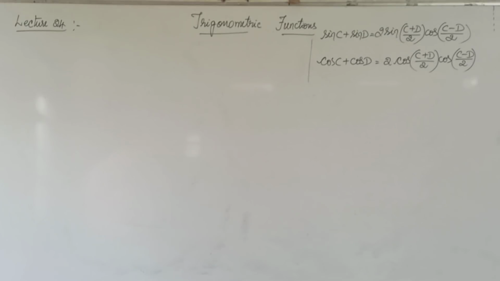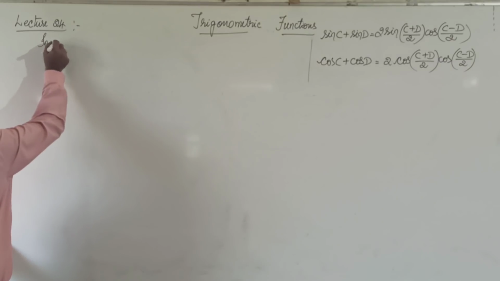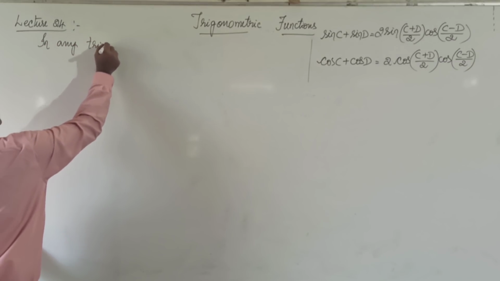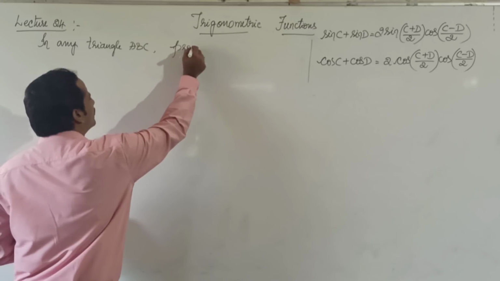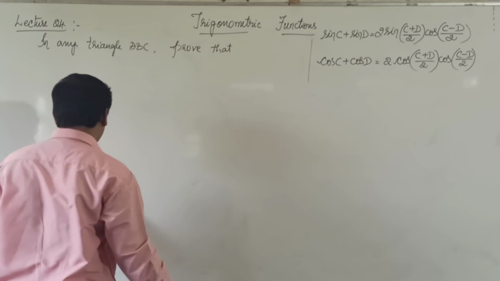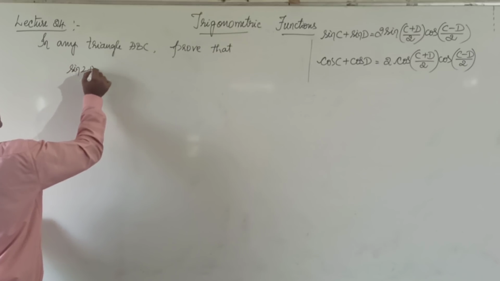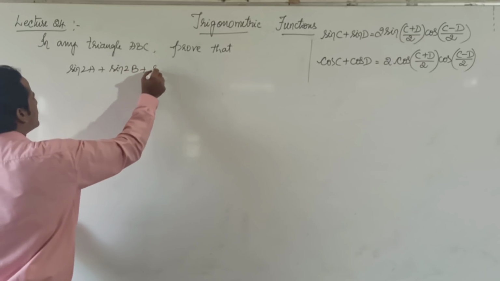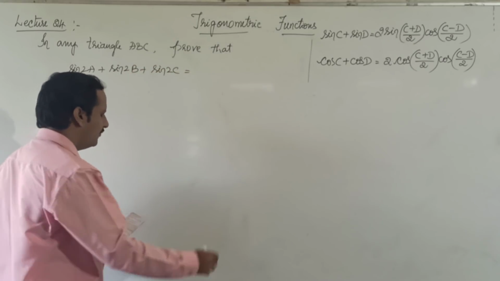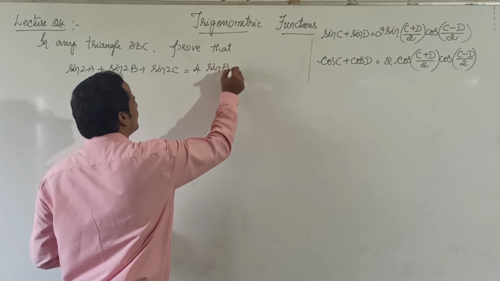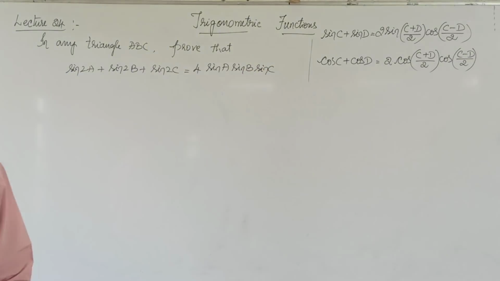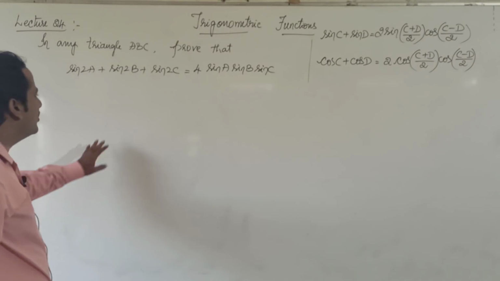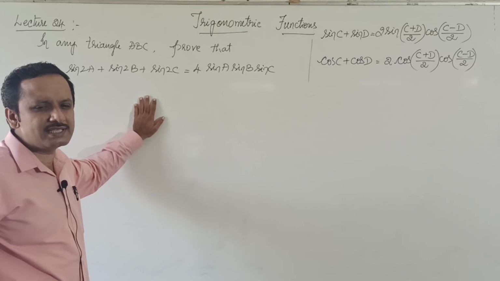Let's look at the next question now. In any triangle ABC, prove that sin 2A plus sin 2B plus sin 2C is equal to 4 sin A sin B sin C.